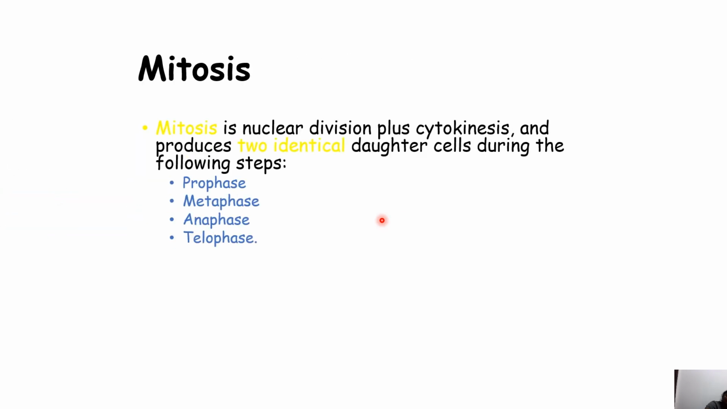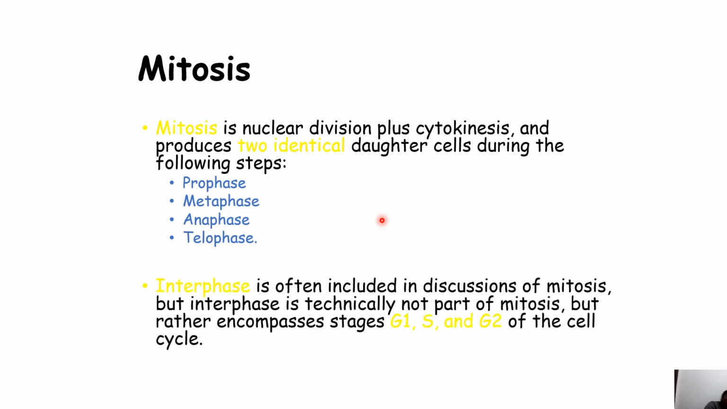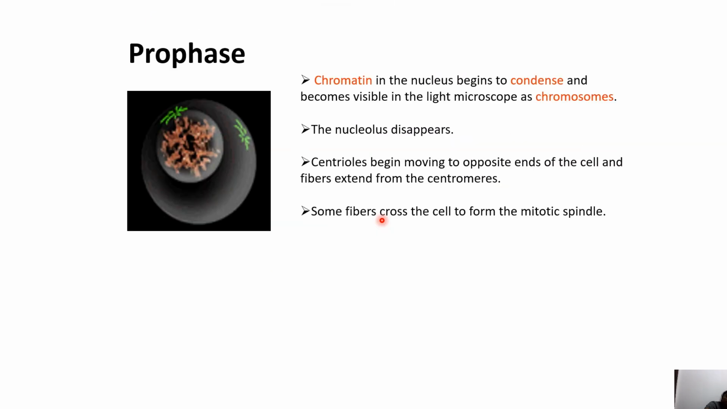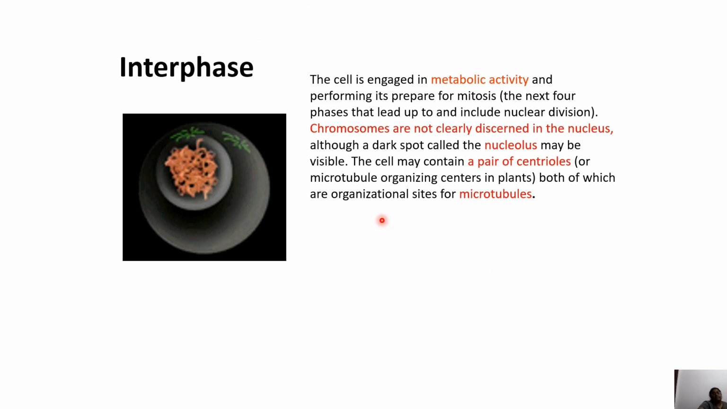So mitosis is nuclear division plus cytokinesis and produces two identical daughter cells during the following steps: prophase, metaphase, anaphase, telophase. Interphase is often included in discussions of mitosis, but interphase is technically not part of mitosis, but rather encompasses stages G1, S, and G2 of the cell cycle. So in interphase, the cell is engaged in metabolic activity and is prepared for mitosis. The next four phases lead up to and include nuclear division.